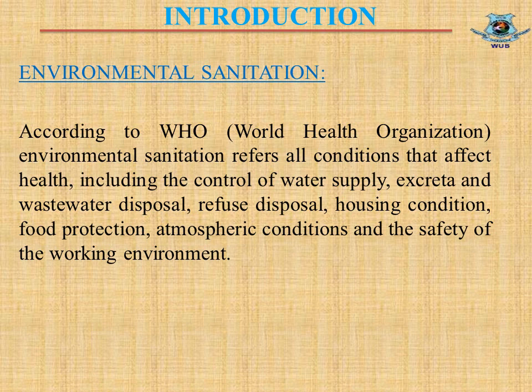Now, what is environmental sanitation? According to WHO, the World Health Organization, environmental sanitation refers to all conditions that affect health, including the control of water supply, excreta and wastewater disposal, refuse disposal, housing conditions, food protection, atmospheric conditions, and safety of the working environment. In other words, environmental sanitation is the combination of two terms, environment and sanitation. Safe environment and safe sanitation is therefore called environmental sanitation.